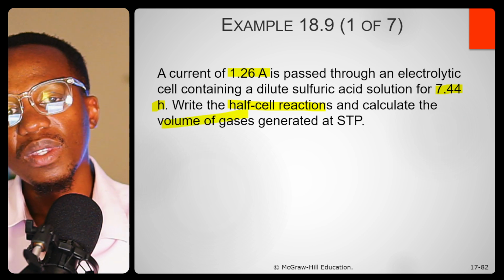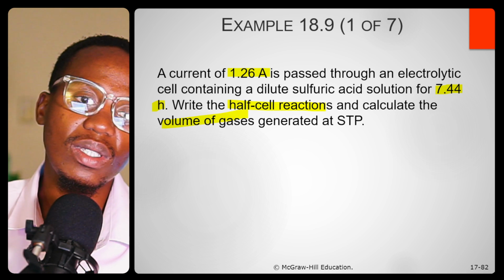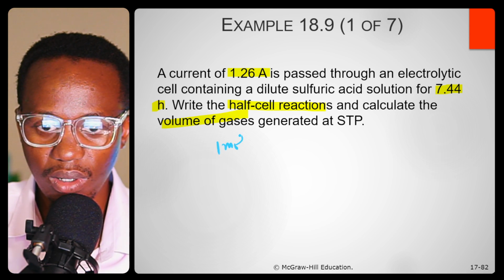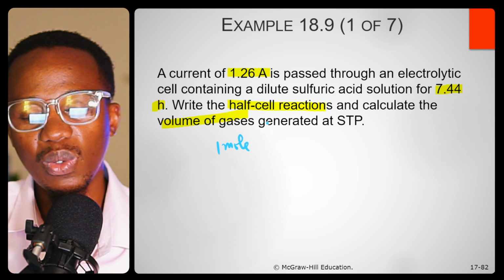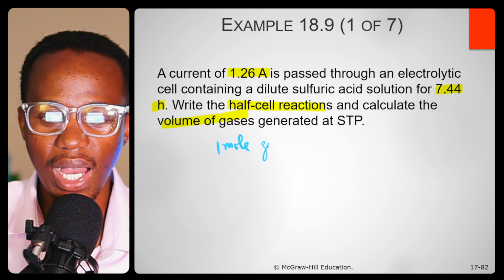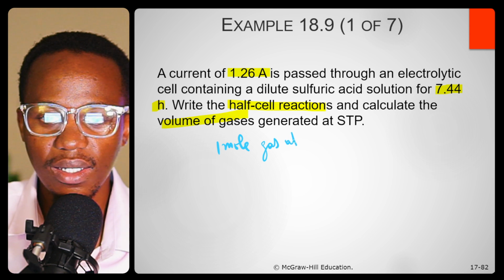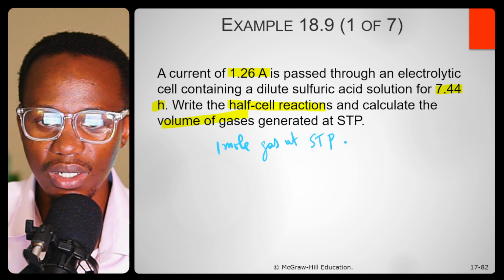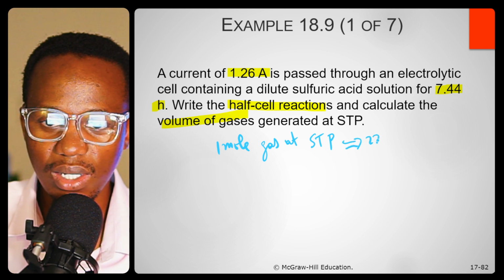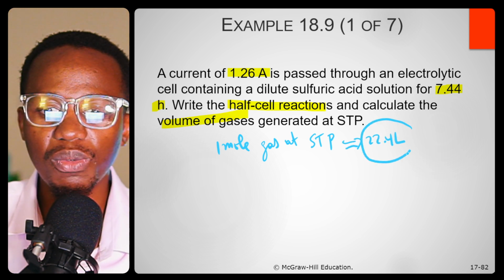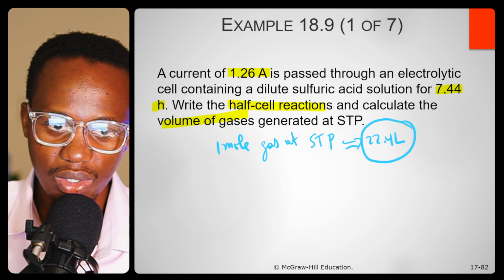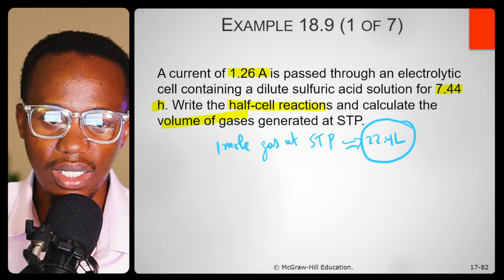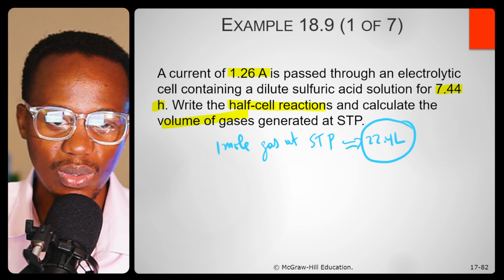Okay, the volume of gases, this is actually another thing, right? If you remember, this goes back to your gas laws. 1 mole of gas at STP, or standard temperature and pressure, occupies 22.4 liters. So this is what you get. You're going to get the moles, and then from the moles you're going to calculate the volume like this. So don't be confused when they ask you something like that.